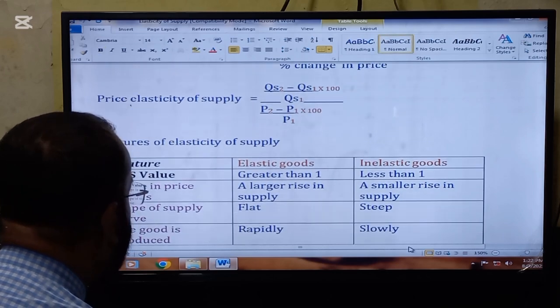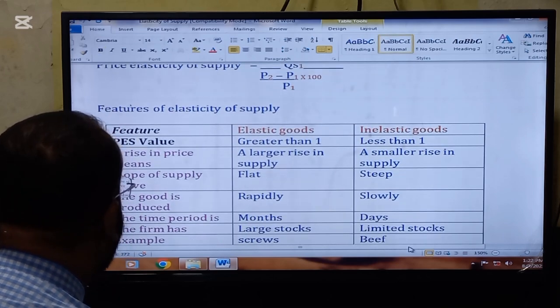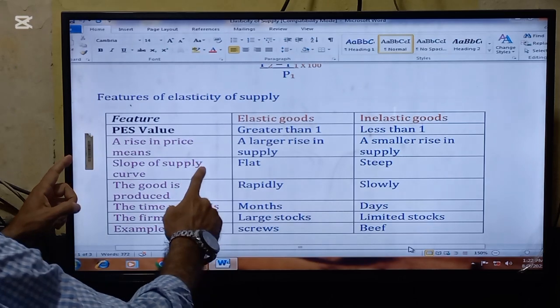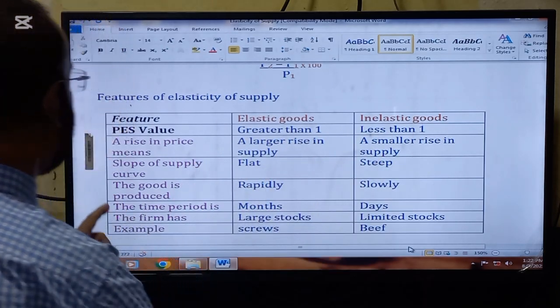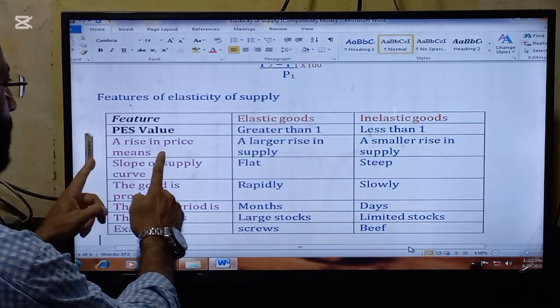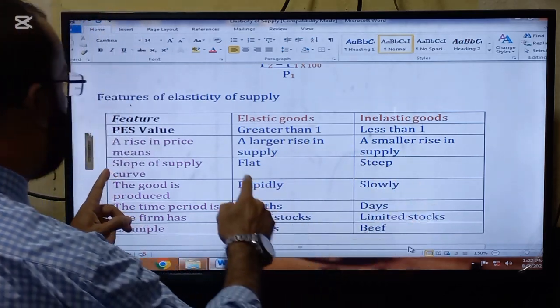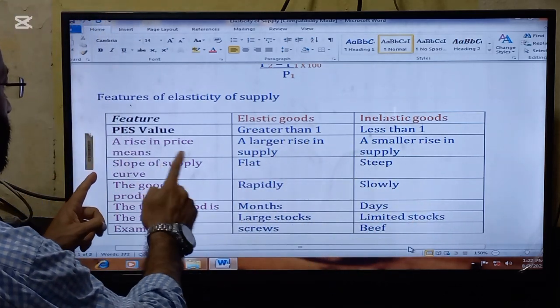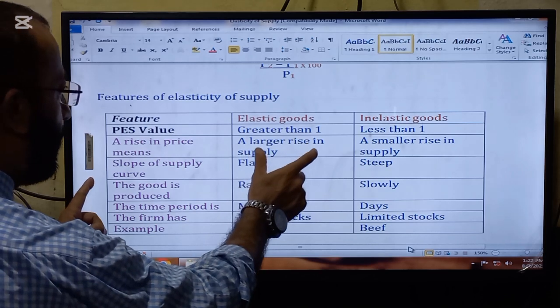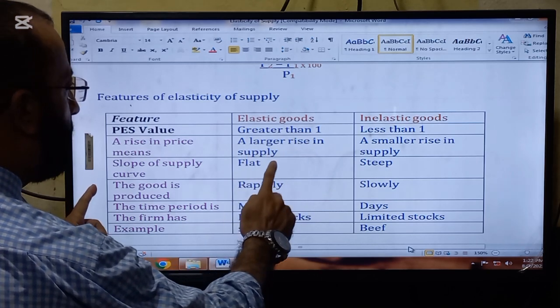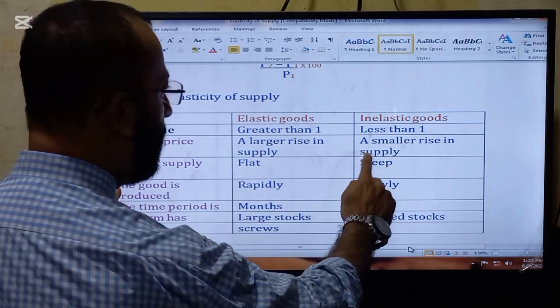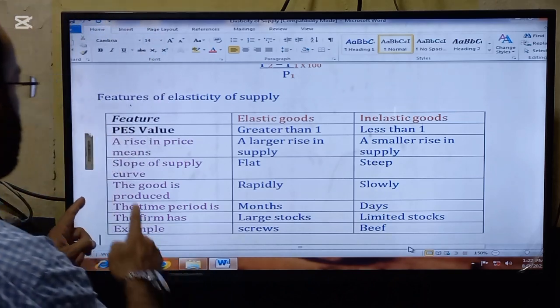Features of the elasticity of supply. Here are the features: elastic goods and inelastic goods. The price elasticity of supply value is greater than 1 for elastic goods and lesser than 1 for inelastic goods. So if there is a rise in the price, for a value greater than 1 there is a larger rise in the supply, and for a value lesser than 1, a smaller rise in the supply.